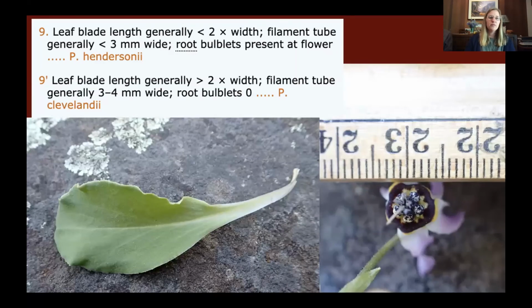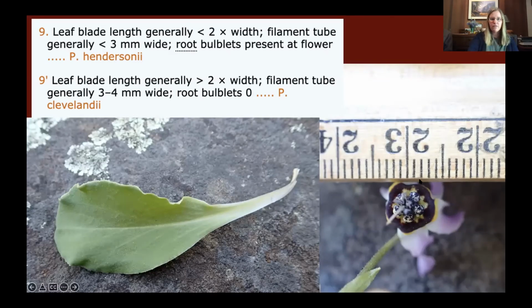And so leaf blade length generally less than 2 times width, filament tube generally less than 3 millimeters wide, root bulblets present at flower, or leaf blade length generally more than 2 times width, filament tube generally 3 to 4 millimeters wide, root bulblets none, which brings us to Primula clevelandii. I did not find any root bulblets, but that doesn't mean that they weren't there and I missed them. But this is a nice feature here.